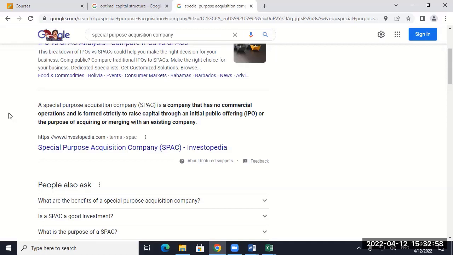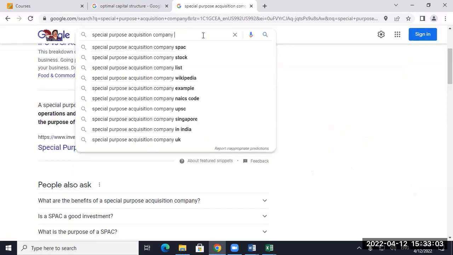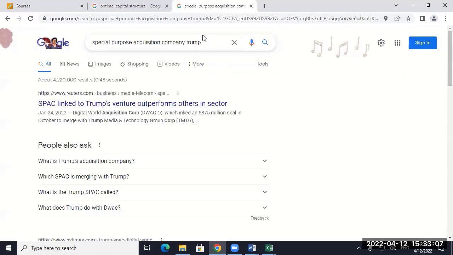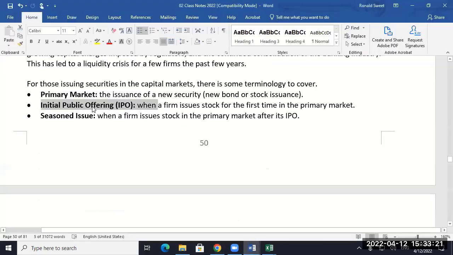They're interesting things. Who's a famous person who does SPAC? Didn't Donald Trump do a SPAC? And how is his SPAC doing? Kind of crashing, right? So SPACs are out there. Even former presidents are doing SPACs. I don't think Jimmy Carter's doing any SPACs, but all right.